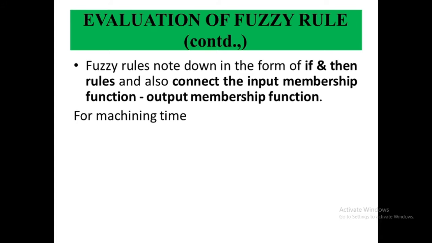After that, evaluation of fuzzy rule. According to this experiment, fuzzy rules are noted down in the form of if and then rules, and also connect the input membership function to the output membership function. How? For machining time, for thrust force. Machining time is also one of the input parameters. In this experiment, I consider the thrust force.